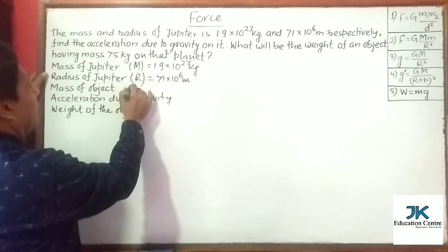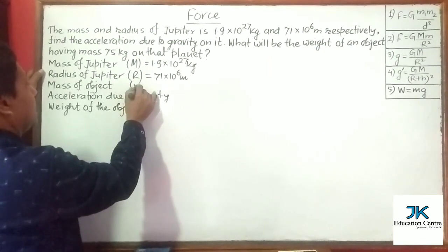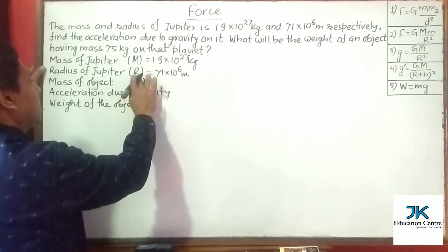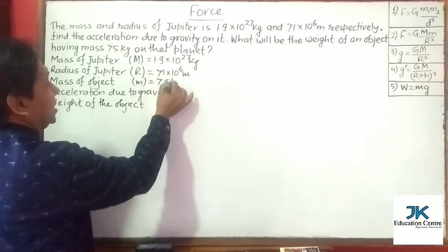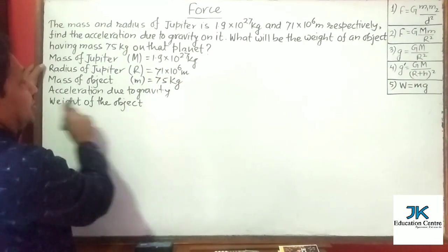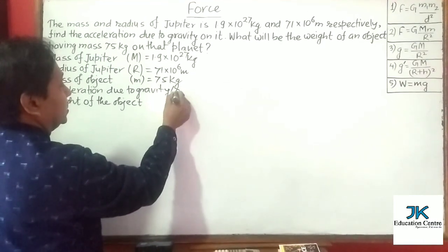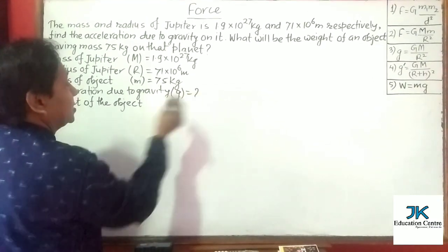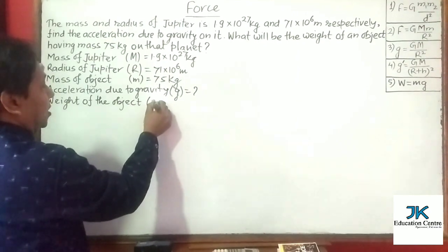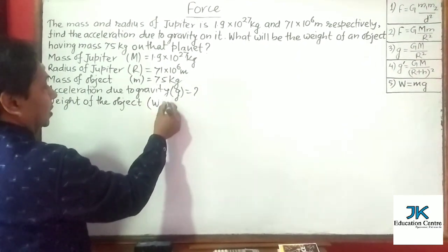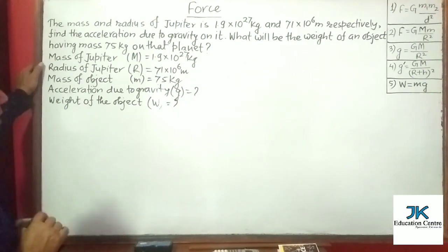And mass of an object is also given. This object is comparatively very small, that's why I am using another symbol, small m, and this is 75 kg only. And acceleration due to gravity symbol is small g. We are going to find out its acceleration due to gravity. And the last one, weight of the body, W. We are going to find out weight of the body also.